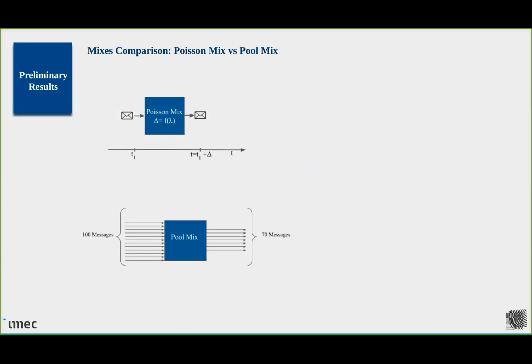So before I show you the preliminary results, I just want to give a brief explanation for those who might not be familiar with the 2 different types of mixes we're using here. The Poisson mix will delay each message according to a Poisson process with a parameter lambda. And the pool mix will collect n messages, and each round will flush a certain percentage of these messages. For example, here we have 100 messages in, and each round the pool mix will flush 70 messages.